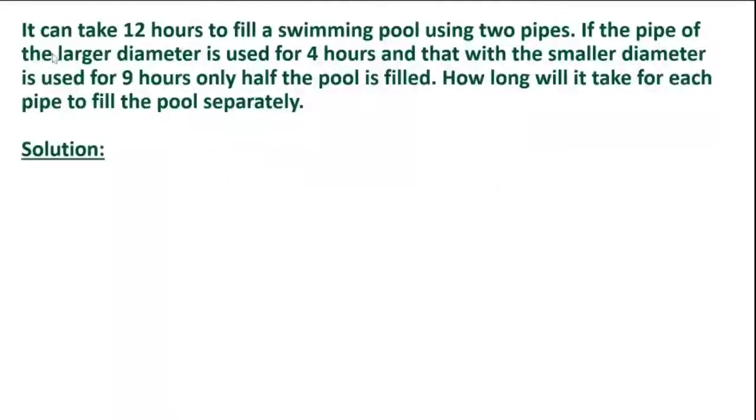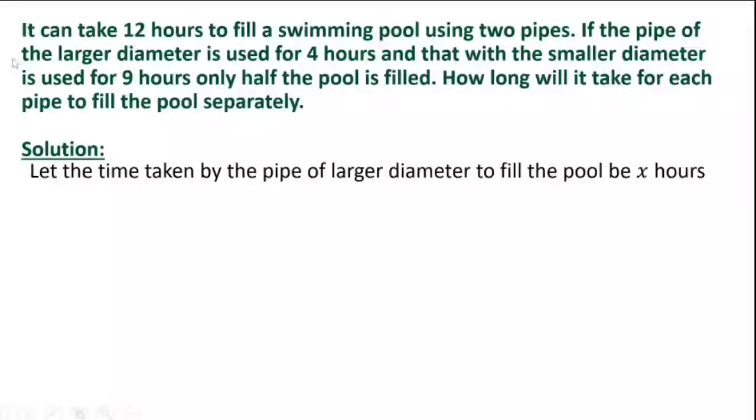Please understand what you are assuming. The question was done by the students in a very incorrect manner. Understand what is the assumption to be done and accordingly you will get the correct answer. I'll assume that let the time taken by the pipe of larger diameter to fill the pool be x hours and let the time taken by the pipe of the smaller diameter to fill will be y hours.